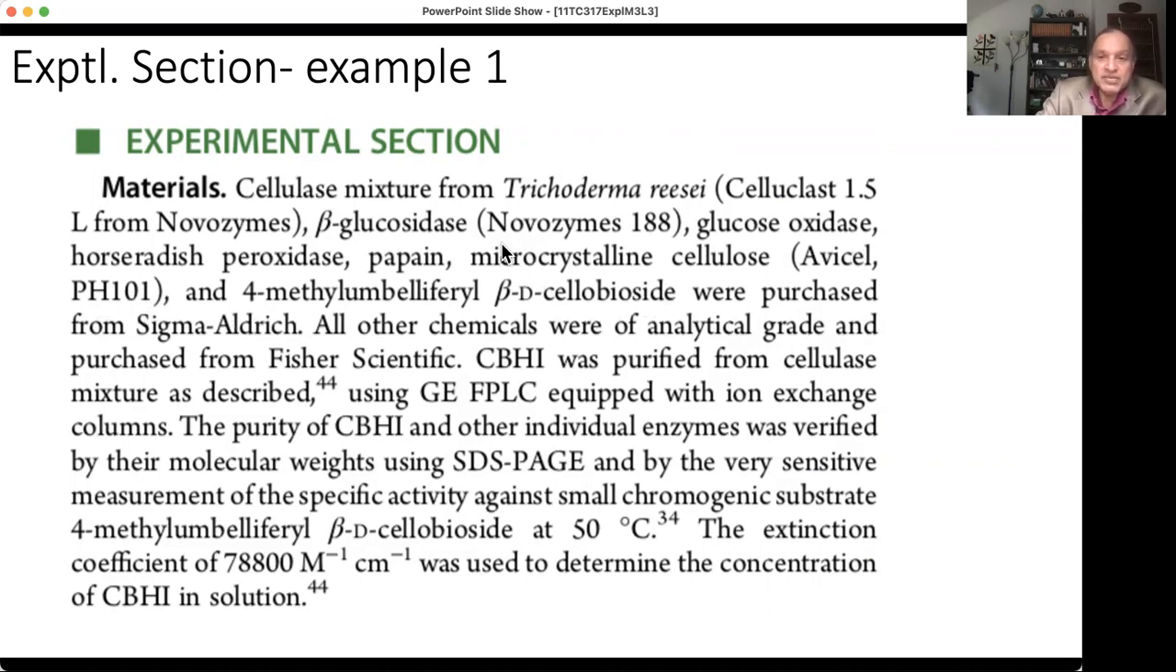You can see how carefully they have been giving catalog numbers and names, and then chemical numbers as well, names as well, sources, and so on. And you can also give a reference to how you purified it, and so on and so forth. All right. So the same number 44 appears again here, and so it's okay to cite the same reference multiple times.